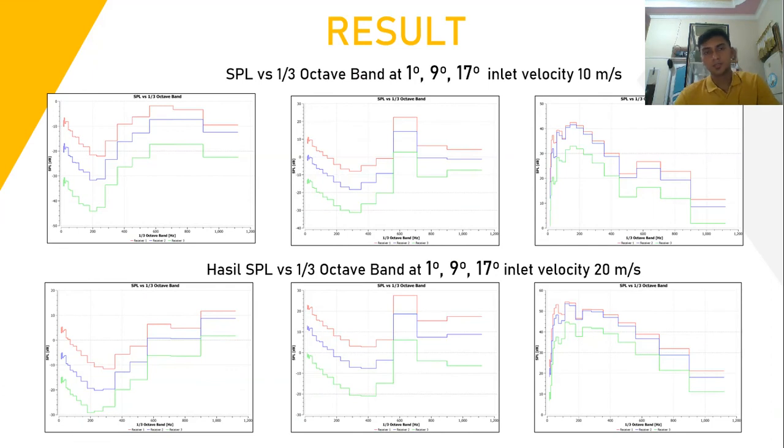This is the sound pressure level versus 1/3 octave band at 1 and 70 degrees at inlet velocity 10 and 20 meters per second. The result is different because we change the angle of attack and the inlet velocity, which makes a different sound pressure level.